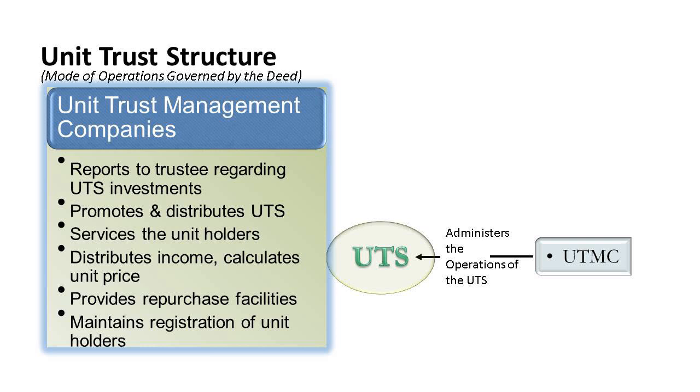So they will report to the trustee: I bought how many, how much today, I sold how many, how much today. So the trustee will check that everything is okay according to the objective or not. And when they promote and distribute, the unit trust management company will do the marketing to promote the fund, and people will invest into the fund.